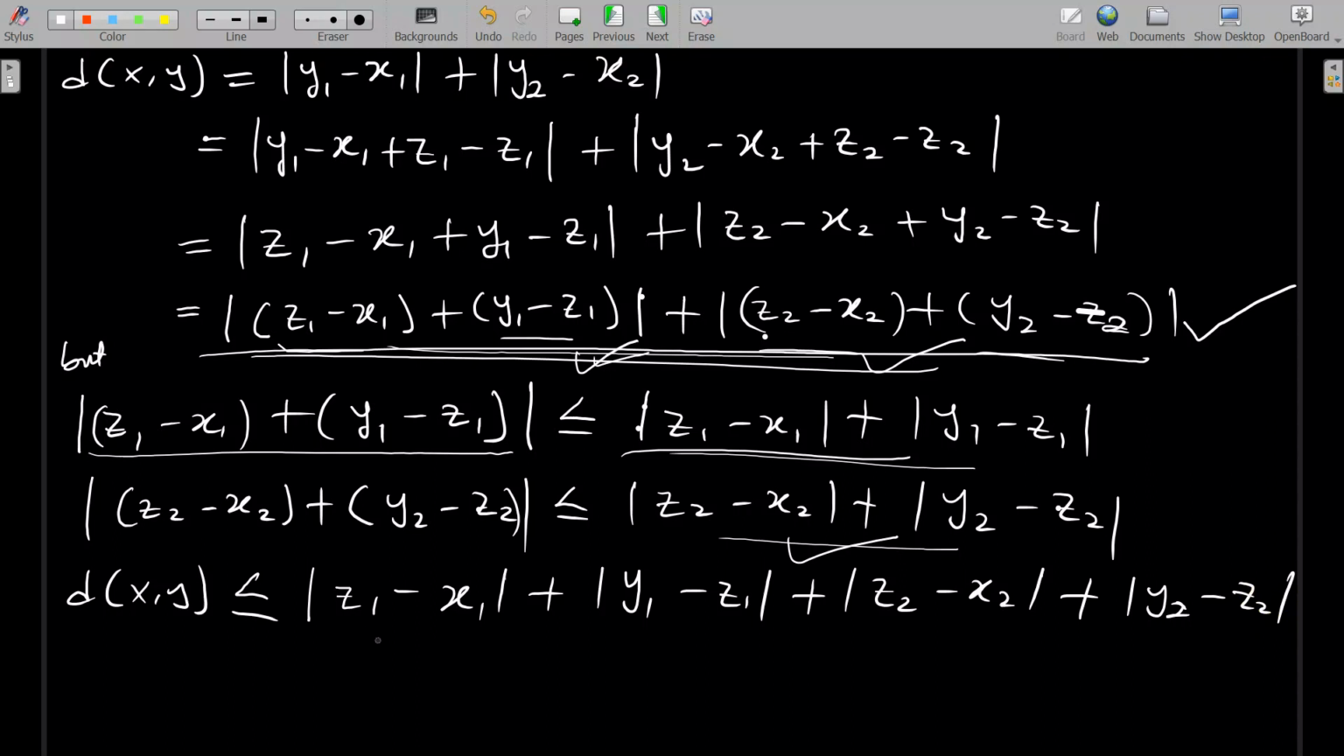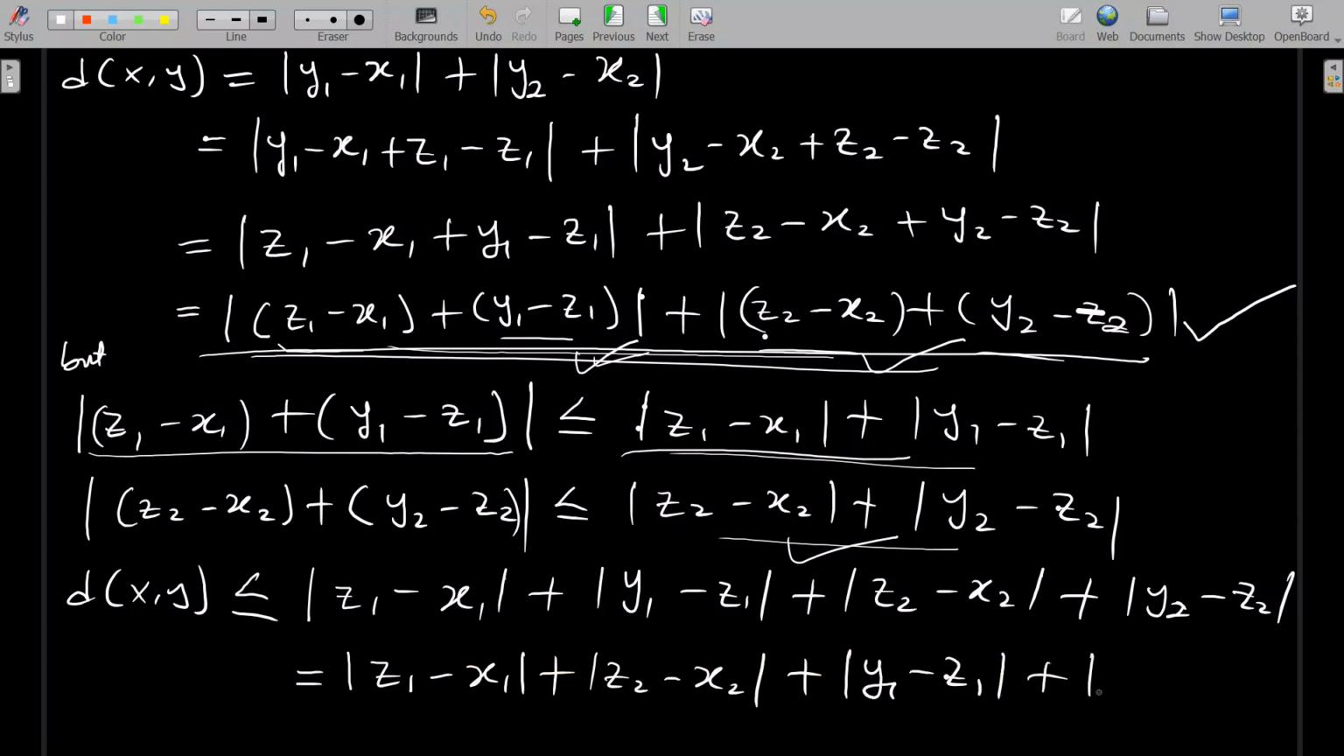Now the right part of the inequality will be equal to, I'm simplifying this part, but I'm not saying that this is equal to this. No, it's actually less than or equal to the whole of this, but I'm simplifying the latter part, the right part of the inequality, to give us a simple term to be the same as this: absolute value of z1 minus x1, plus absolute value of z2 minus x2, plus absolute value of y1 minus z1, plus absolute value of y2 minus z2.